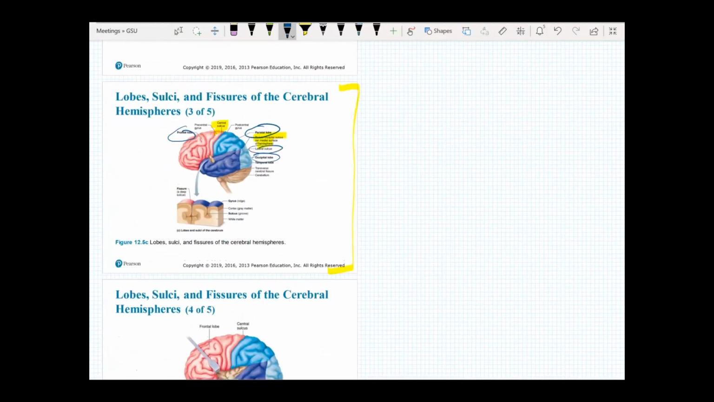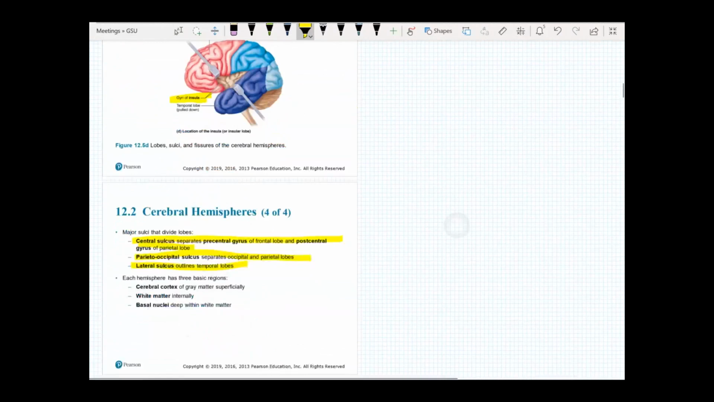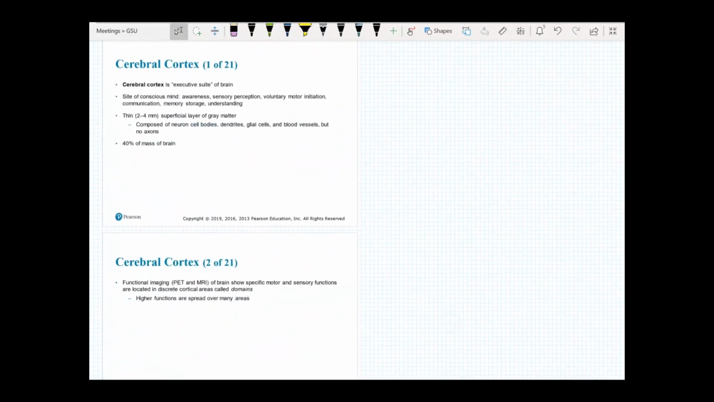That is outlining your temporal lobe. So these sulci give us the outline and the landmarks of our brain.